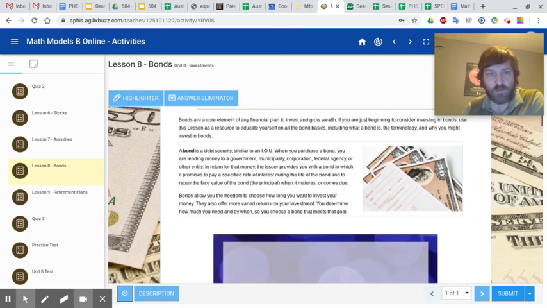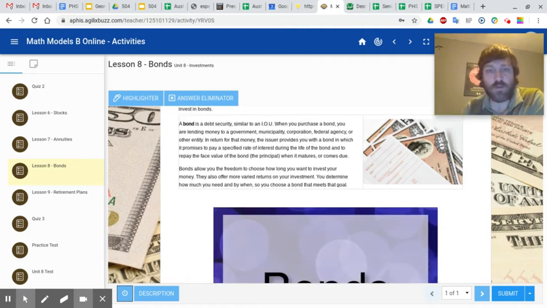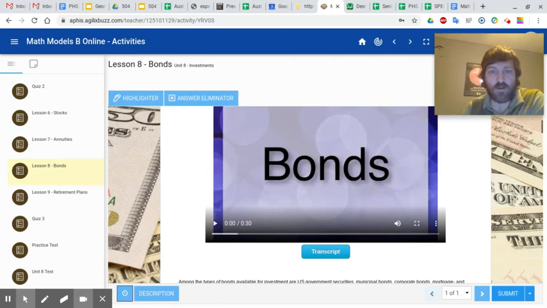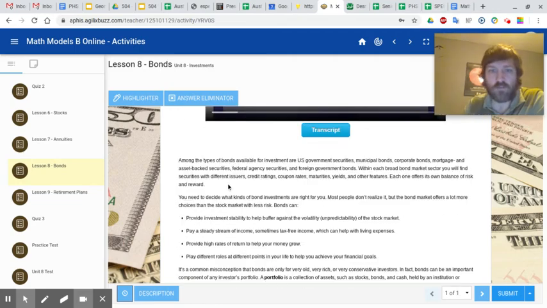It's dealing with bonds, which are a kind of investment where you're basically buying debt. You're lending money to a government or even some corporation, and they're promising that they'll pay that money back to you with some interest. So it's a way that governments in particular can raise money, not through taxes.